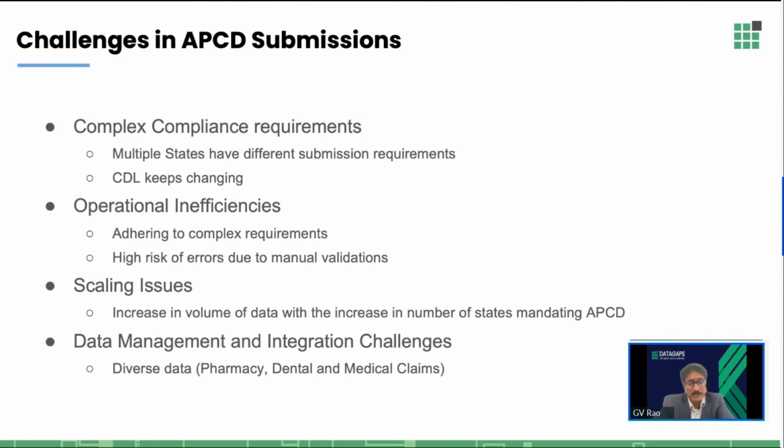People do it. I've heard of cases where people have submitted, the APCDs in the states look at it, then they go back, they have to negotiate, understand what it is, and correct it, right? So a lot of operational inefficiencies creep in. Another one: when more and more states get added into APCD, there is an issue of scaling, because the more states, the more volume, the more rules, and the more differences you have to manage. And this data is coming from three different sources: pharmacy claims, dental claims, and medical claims. So it's diverse data.